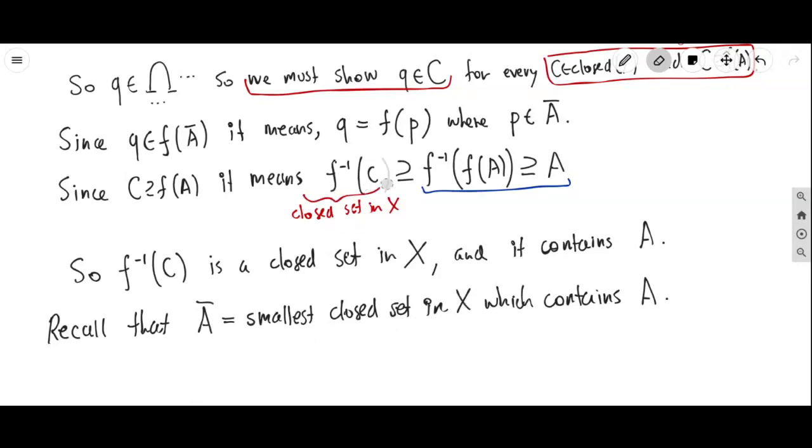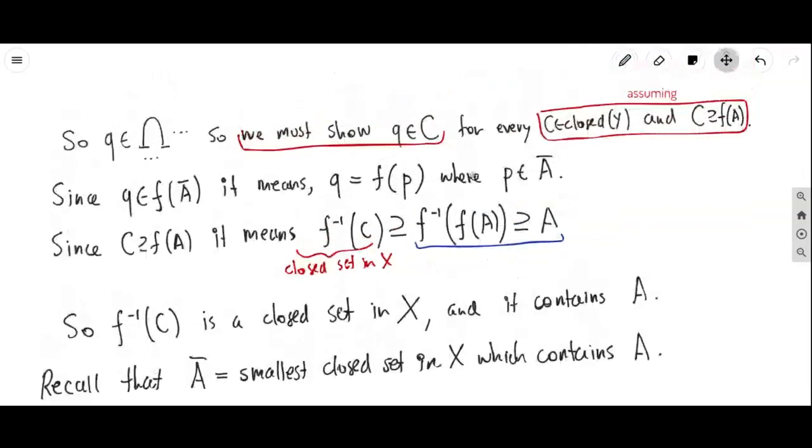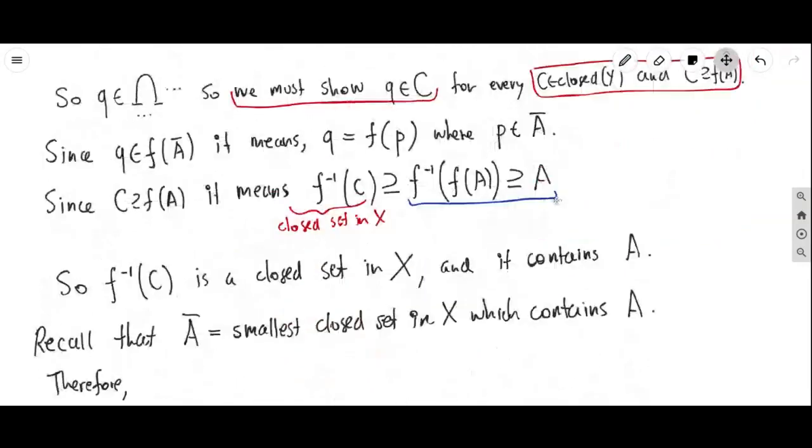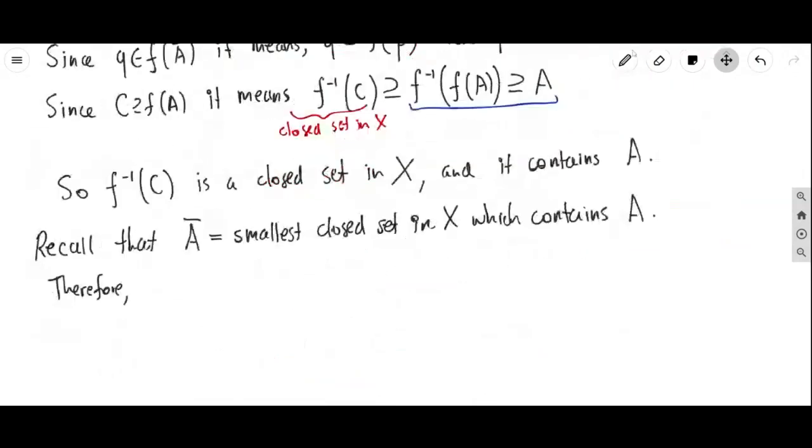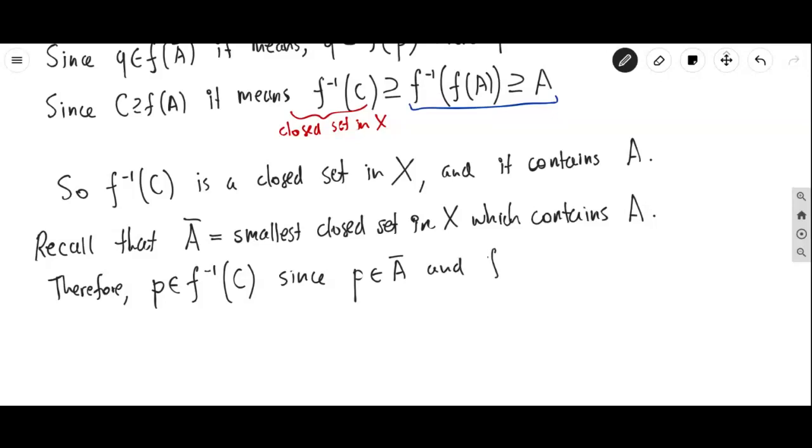And this is some closed set in X which contains A. So what does that mean? Therefore, so you see what we did, we kind of have to go back to the beginning here. We picked a point Q, and we say Q is equal to f of P, and P is in the closure. Therefore, P is in f inverse of C, since P is in A closure, and f inverse of C contains A.